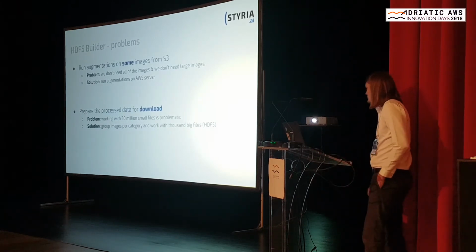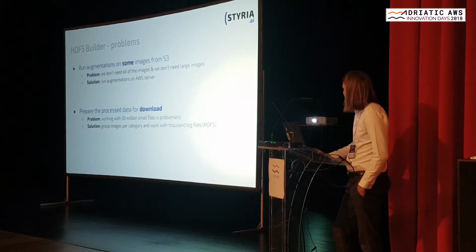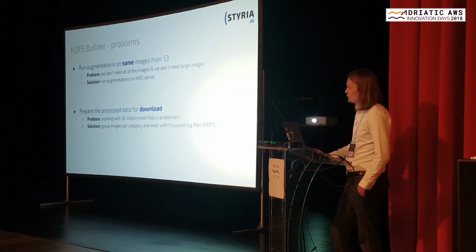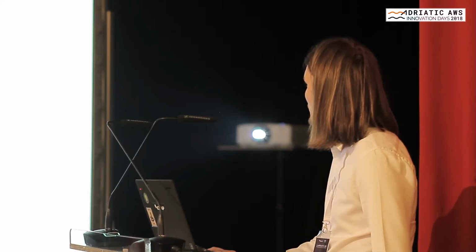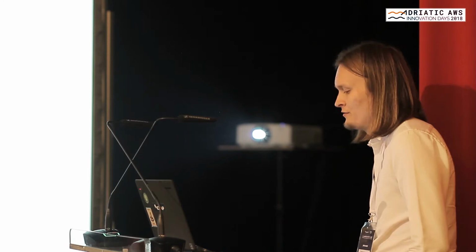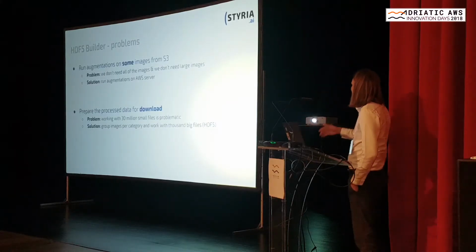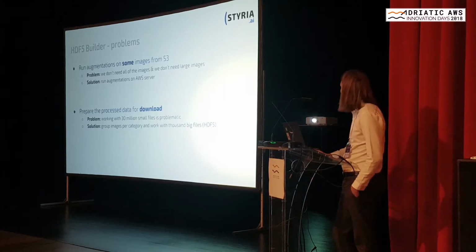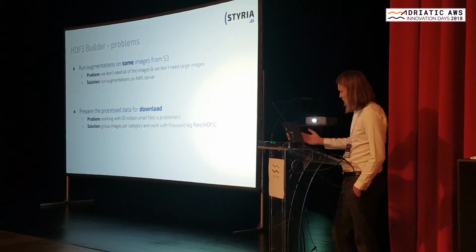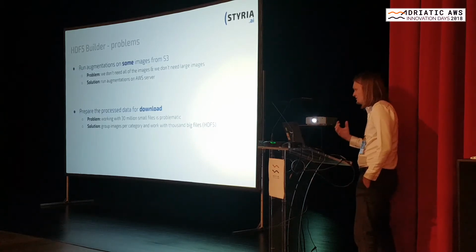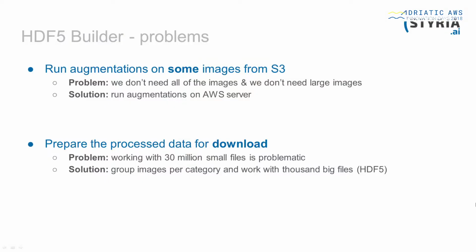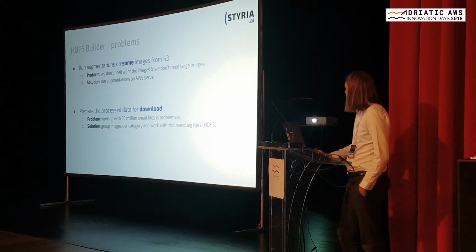There are some problems we need to solve in this step. The first is we have a lot of images, around 50 million. We don't need to use all of the images for training, and more importantly, we don't need large images, because as an input to our models we have a square image of 256 by 256, and most of the images are larger than that. And if we were to download all of our images on the premises, we would generate a lot of traffic from S3, and that traffic isn't free. The solution to that problem is to run this step on an AWS instance.